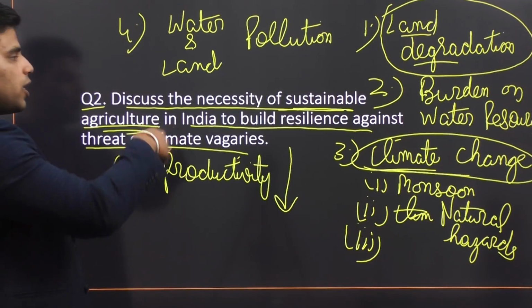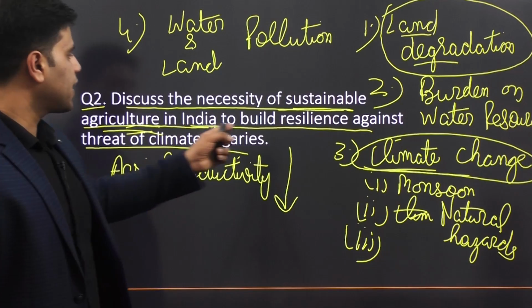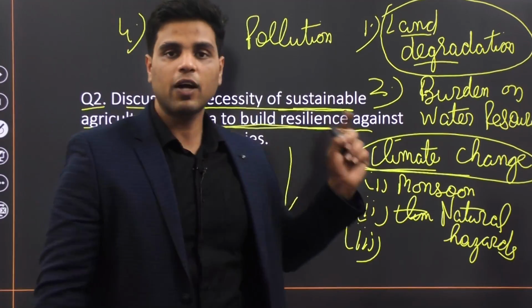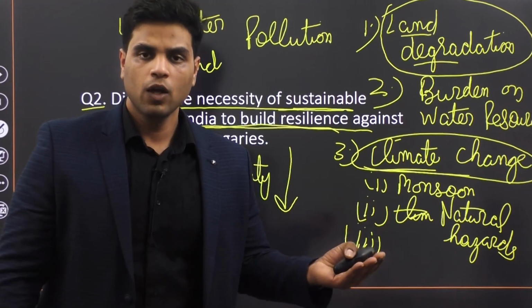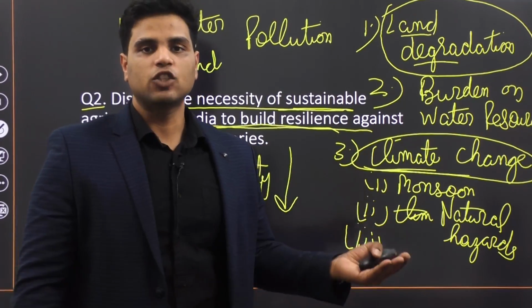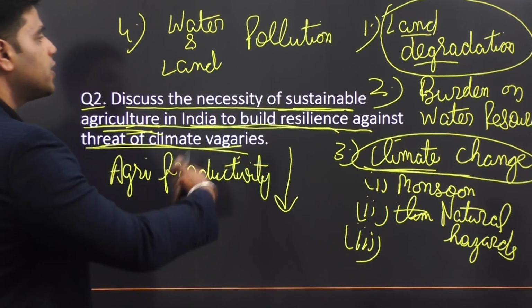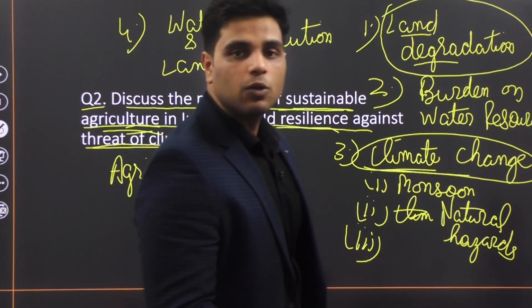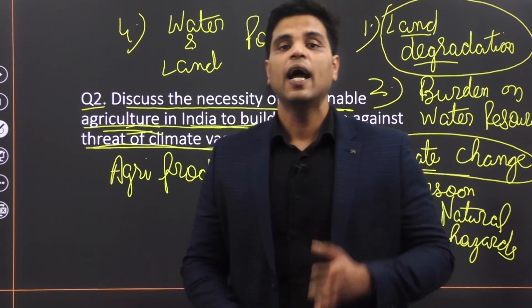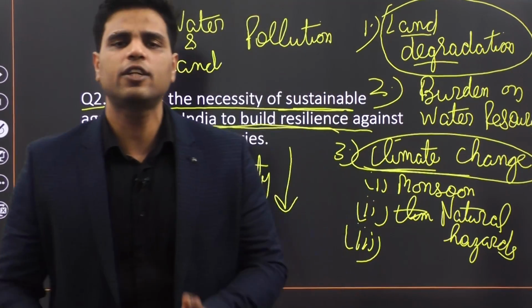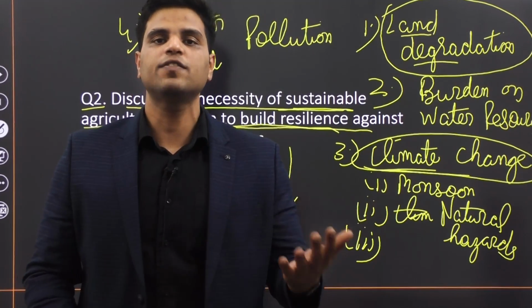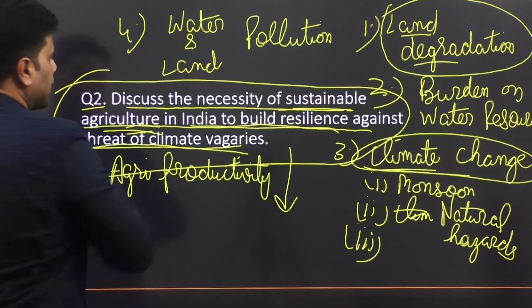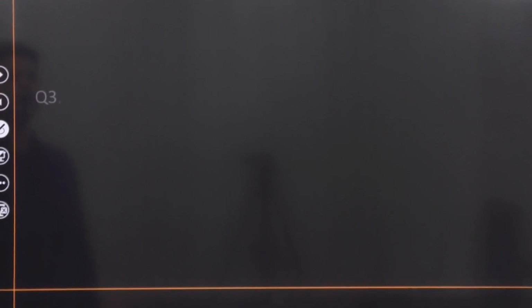Now, what are the advantages? So discuss the necessity of sustainable agriculture in India to build resilience against the threat of climate vagaries. Now, the main part of your question is, what should India do to protect its agricultural sector from climate change? Well, they should follow climate smart agriculture. They should come up with schemes to remove greenhouse gas emissions from the agricultural sector. And in your answer, you will quote different government schemes that are trying to achieve sustainable agriculture. Right? So this should be the part of your answer. Clear? Make sense? All right, let's move on to the third question.